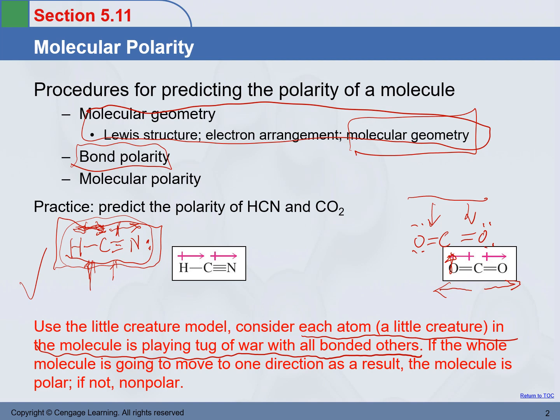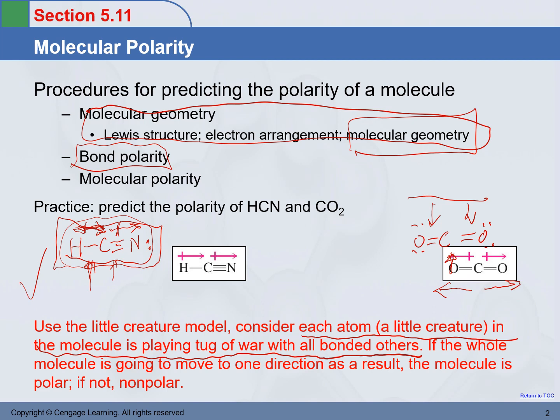Although the carbon in the center is being pulled strongly, because oxygen is very electronegative, overall the molecule is linear, so it is not going to move in any direction. So this is a nonpolar molecule. Make sense?